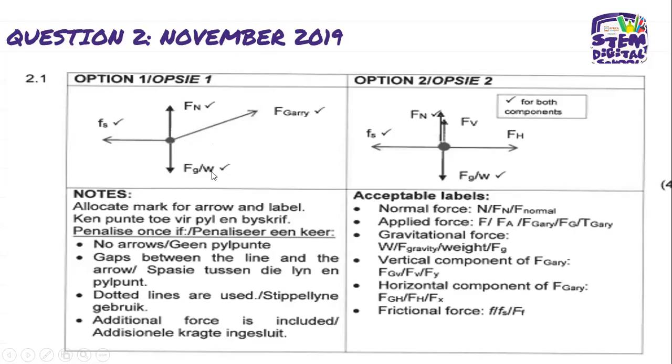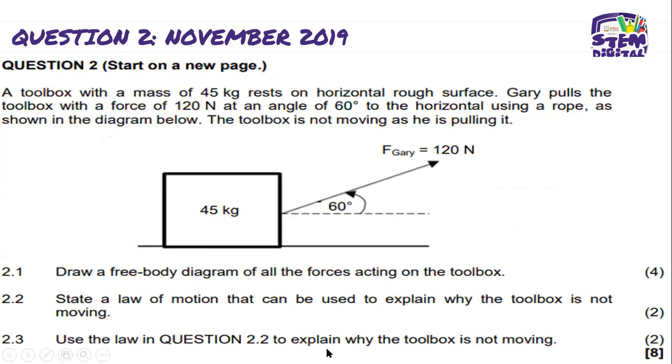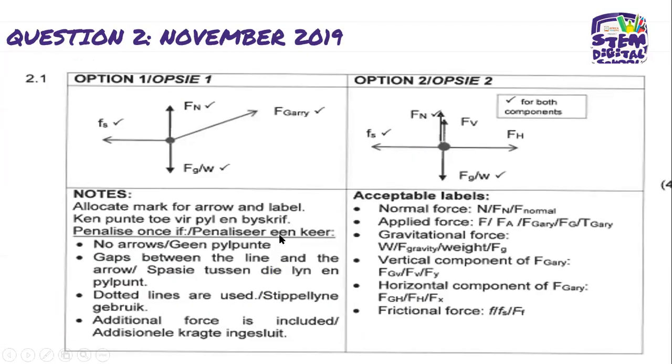But it is always best for you to get used to talking about Fg, the force of gravity, because even in your formula sheet, it's written there as Fg is equal to mg. Now, how do we allocate marks here?